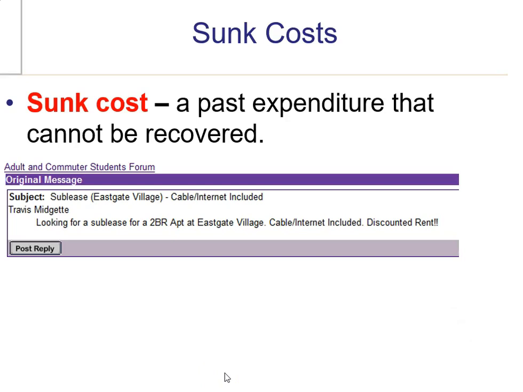And last but not least, let's talk about sunk cost. Sunk cost is a past expenditure that you can't get back or you can't recover. So suppose you sign a lease for $1,000 a month and you need to leave that lease early. So you sublet your apartment for $800, let's say. In that case, your sunk cost would be the $200 that you're going to lose out on because you can't get a sublease at the same rate that you leased the apartment for. So sunk cost, a cost that you can't get back.